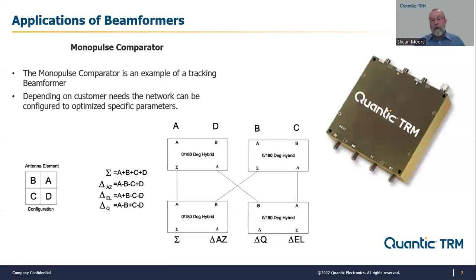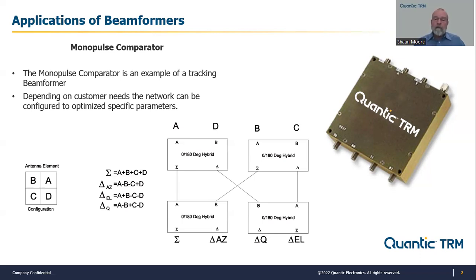And this is critical for any kind of tracking application, whether you're just making sure that you're getting the best data rate coming down off of a satellite, or if you're tracking the location of an incoming threat. The positional accuracy is key to making sure that the system operates optimally. And this device does that all in real time. There is no lag, and it does a very good job of providing that function for tracking systems. Again, just another application of a passive beamformer that Quantic TRM builds routinely.